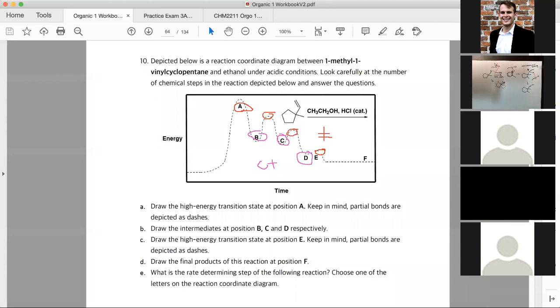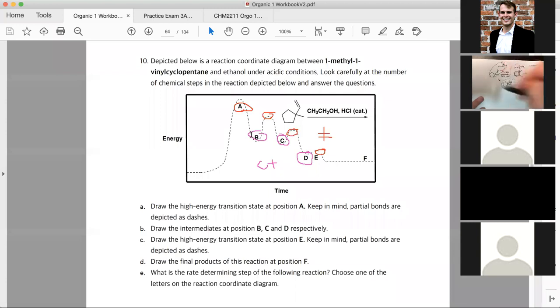Okay, so essentially we're here. We want to draw the transition state at A. Let's look at the first step. Each peak, each hill, is basically one mechanistic step. The first hump is going to be this first reaction, corresponding to A. Then this rearrangement is the next hill, and then this is the next hill, and then this is the one after that.